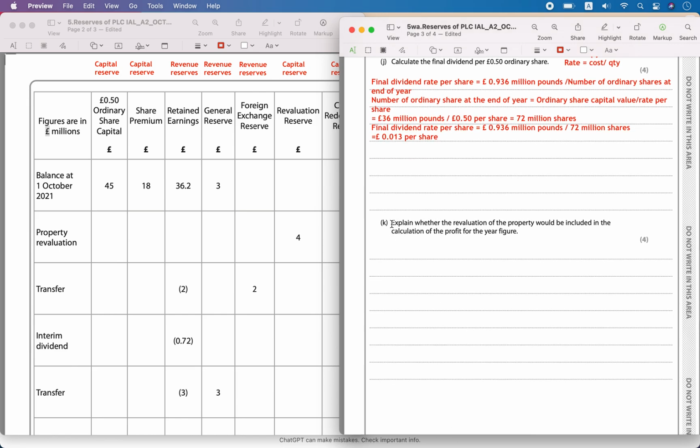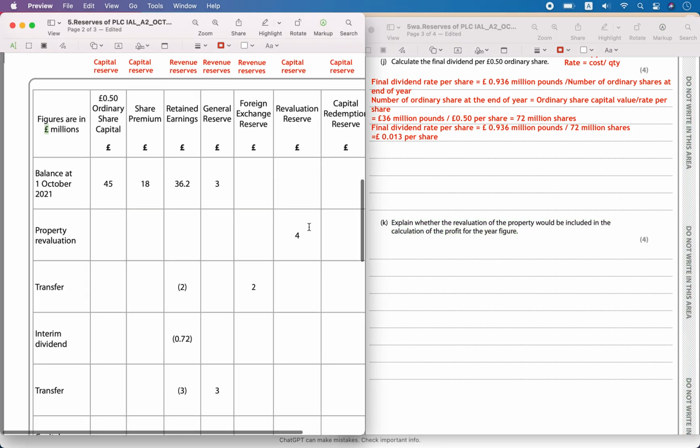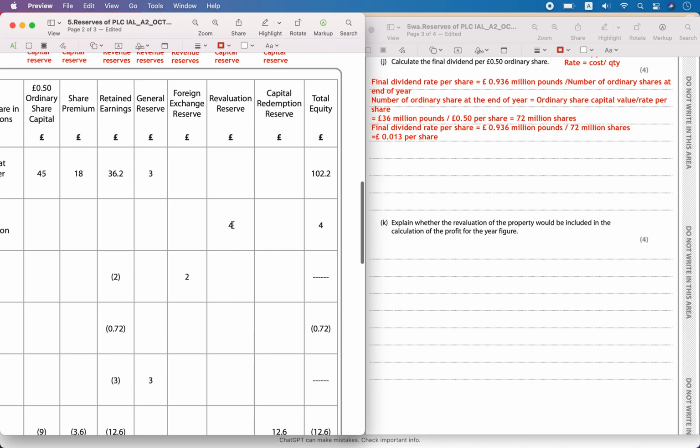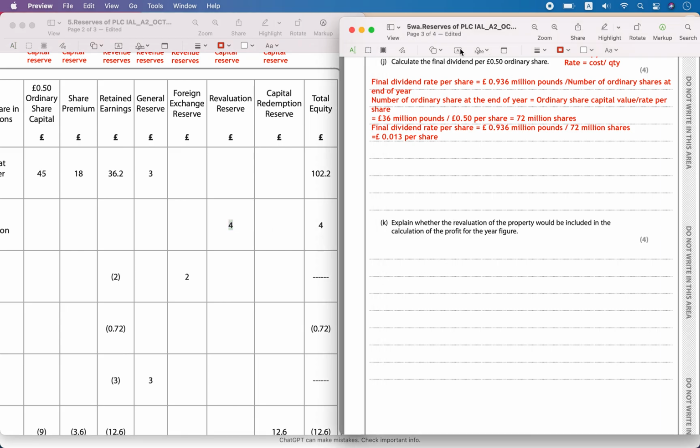Now the next part, K question. Explain whether the revaluation of the property should be included in the calculation of profit for the year. Here we can see the upward revaluation of the property was around 4 million. Will you include this as a part of retained earnings? No. The revaluation of the property will not be included in the calculation of the profit for the year figure.